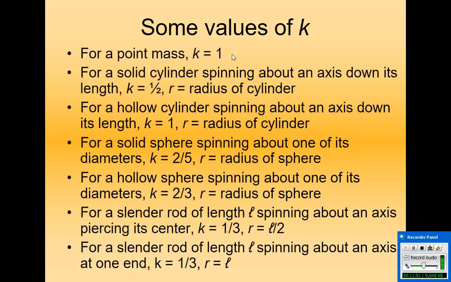Finally, there's a rod. Think of like a baton or something, a baton being twirled. If the baton is being twirled about something through its very center, like you would normally stand there and twirl a baton with your fingers, k is 1/3, but R is equal to the entire length of the baton divided by 2. On the other hand, if you are holding it by one end and swinging it around, maybe holding it like a cane and swinging it around, k is still 1/3, but now R would be the entire length of the stick or rod.